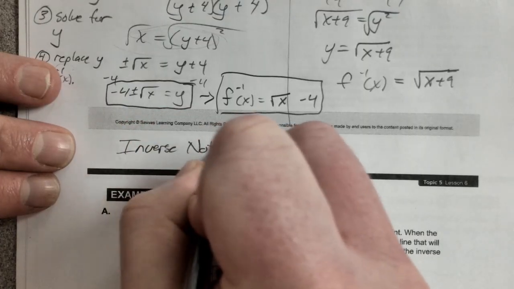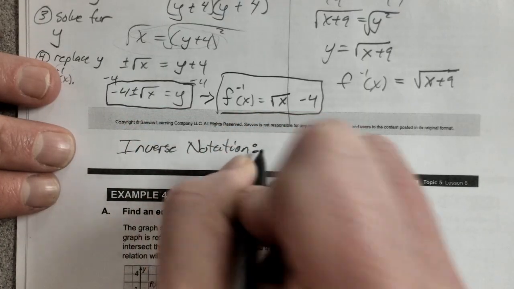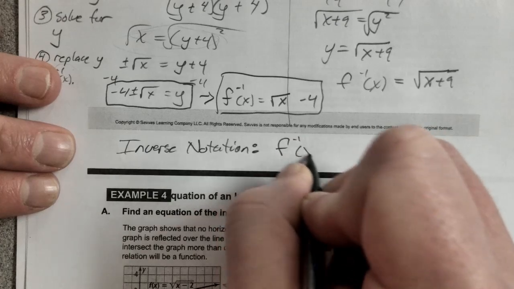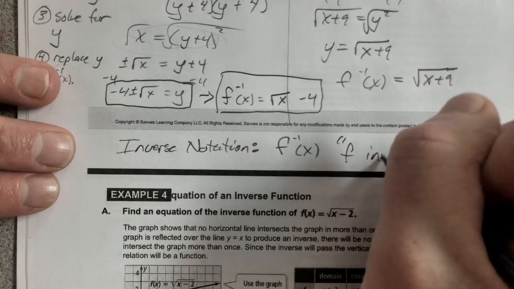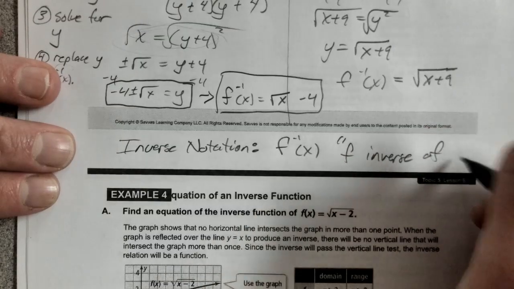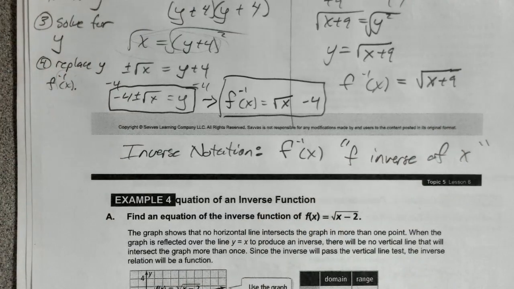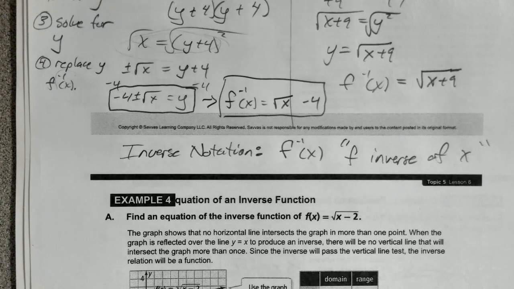Inverse notation is the symbol that we use, and we read it f inverse of x. So instead of f of x, we normally say f of x. What we're really saying here is f inverse of x.